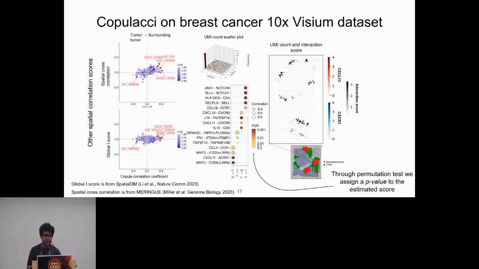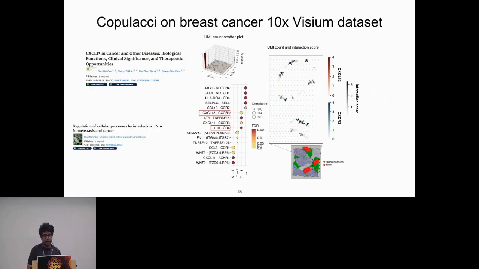So in this data set, for example, we found the chemokine receptors, which are otherwise lowly expressed and therefore hard to detect. These interactions are between tumor and surrounding tumor for this data set. They're very well supported in the literature. Unfortunately, it's not a ground truth, but it's a biological sort of coherence.